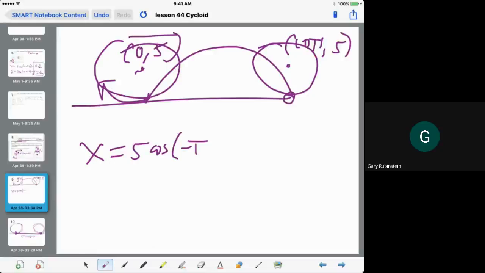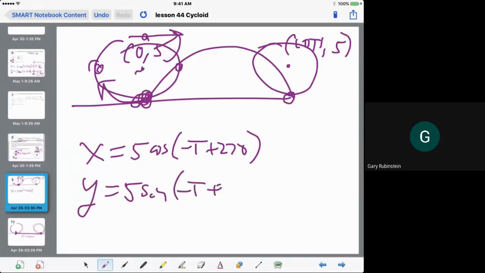If it's rolling to the right, that point is going to go clockwise, plus 270 because we happen to be tracking the point on the bottom. I could start at a different point if I wanted to, 180, 90, 0, but I'm not. I'm tracking the bottom point. And y is 5 sine negative t plus 270. That's plus 5 because the y coordinate of the center is always 5.